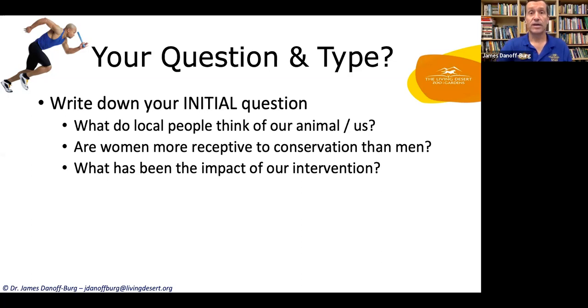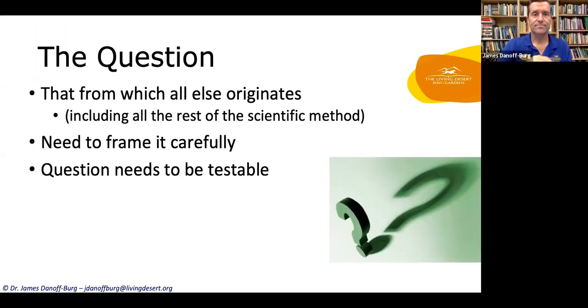Okay, so now continuing on, the question is incredibly important. Not to place pressure on you, but there's a lot of pressure on making the question, because the question is that from which everything else originates. All of the other steps in science that we do, all of those other hypotheses and experimental design and data collection and data analysis and interpretation, all of that follows from your first and initial question.